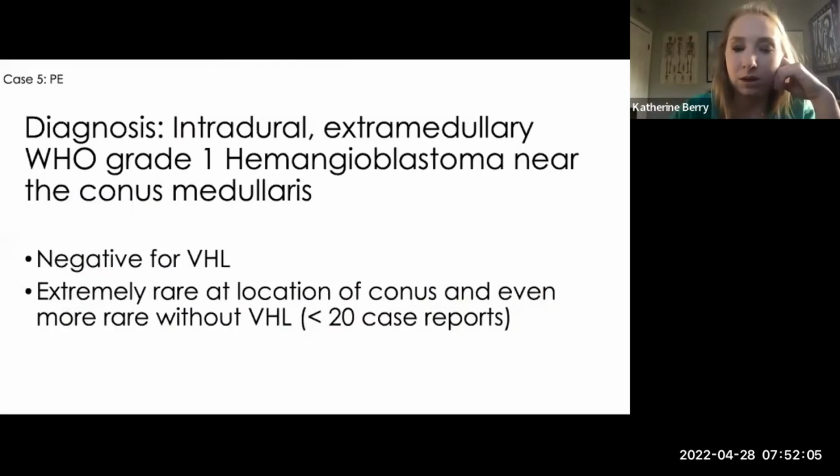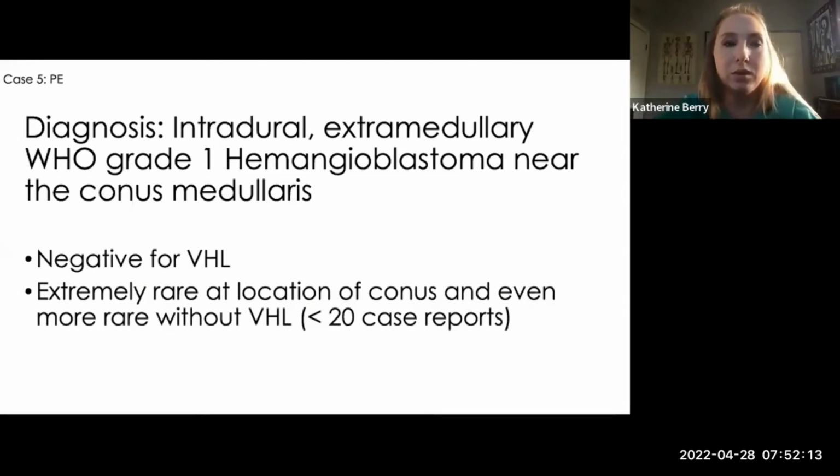Thank you. Yeah, poor guy's now got 5 kinds of tumors. So his diagnosis was intradural extramedullary WHO grade 1 hemangioblastoma near the conus medullaris. Intraoperatively, it was clearly extramedullary and was within the nerve roots and appeared more like a schwannoma. But of course, then frozen was sent and they said hemangioblastoma. It was a very bloody tumor. His genetic testing was negative for VHL.